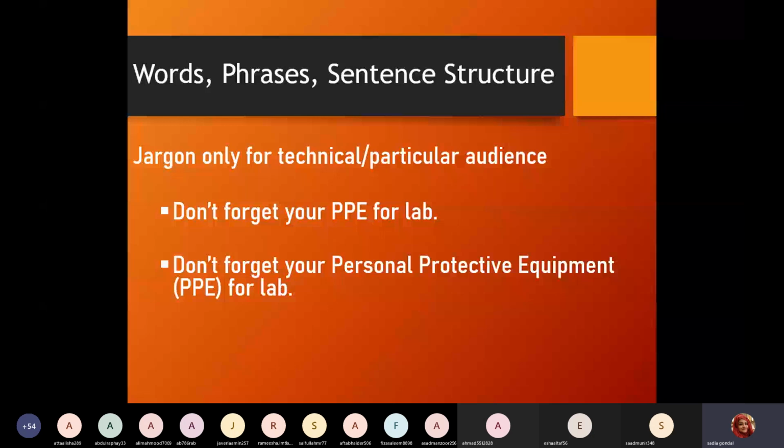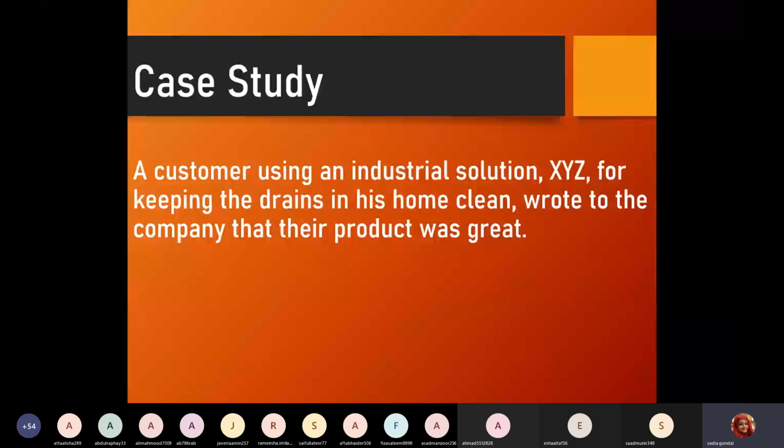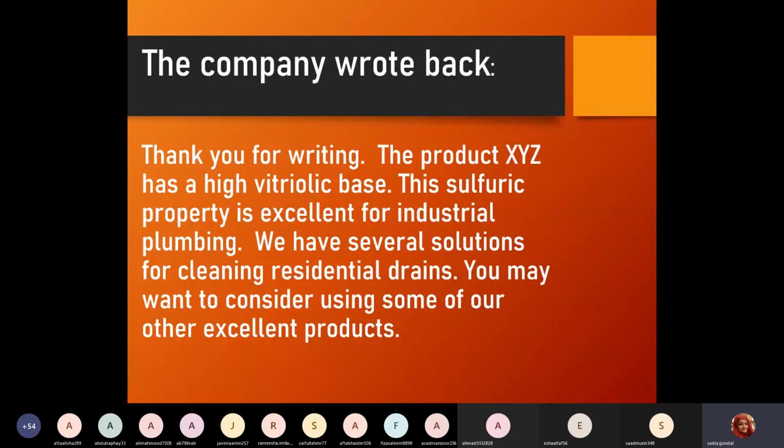Now I'll share a very interesting case study with you. Case studies are examples that can be applied to real life. There's a customer who has used an industrial solution XYZ for keeping the drains in his home clean, and he writes to the company that your product was amazing. He writes a complimentary note to the company, and the company writes back to him, "Thank you for writing. The product XYZ has a high vitriolic base. This sulfuric property is excellent for industrial plumbing. We have several solutions for cleaning residential drains. You may want to consider using some of our other excellent products."